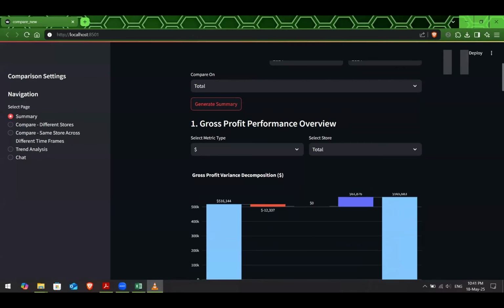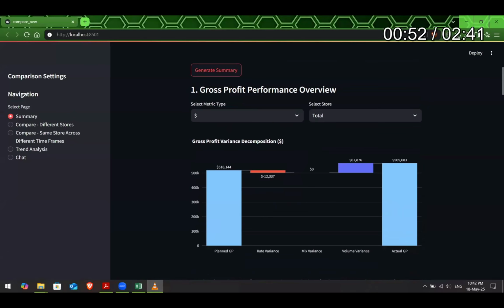When we generate the summary, first we go into gross profit performance. We take the planned gross profit and actual gross profit into account, and then the rate, mix, and volume variance. The rate variance is about the cost. Suppose you buy a product for $5 and then sell it for $7, or even less than that. You can handle all of this here. The rate variance gives you that, and the volume variance is the quantity sold.